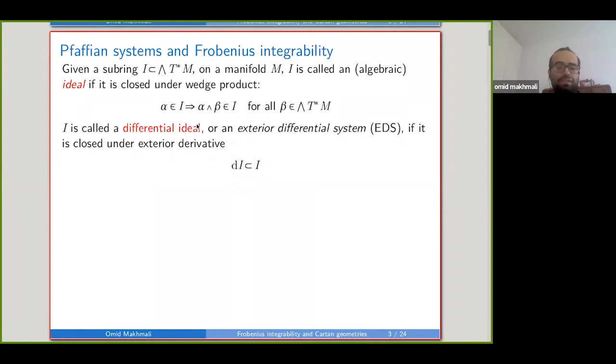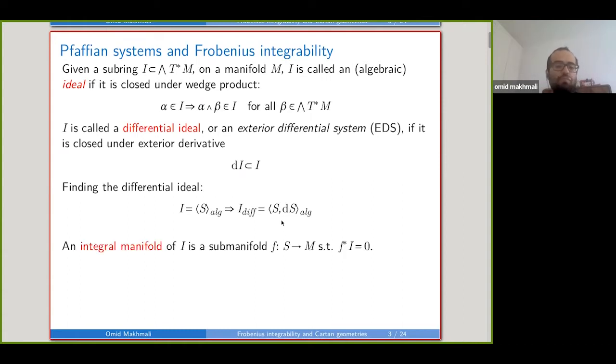This is called an algebraic ideal. I is called a differential ideal, or an exterior differential system, if not only is it an algebraic ideal, it's also closed under exterior derivative. So for example, if we have an algebraic ideal with some generators S, then its differential ideal is the algebraic ideal generated by S and the exterior derivative of S. And then if we have an ideal, we can ask for its integral manifold, which is a submanifold given by F into our manifold M such that the pullback of the ideal to S is zero. So these are the integral leaves of the ideal.